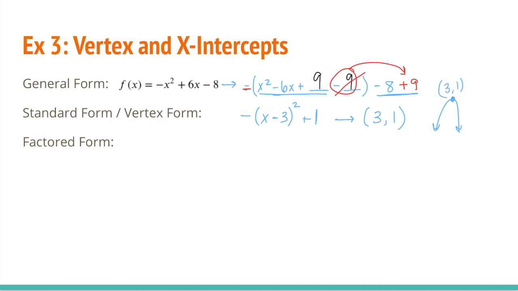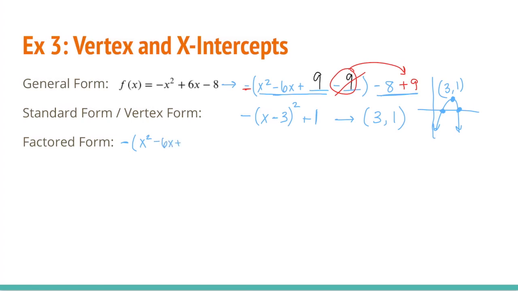Now, it's probably going to look a little like this, and I want to know, is there an easy way to find out what my x-intercepts are? Well, there is definitely an easy way to find that out from our general form. The only thing I'm going to do is I'm just going to factor. So I can go ahead and keep my negative outside again, and I have x squared minus 6x plus 8.